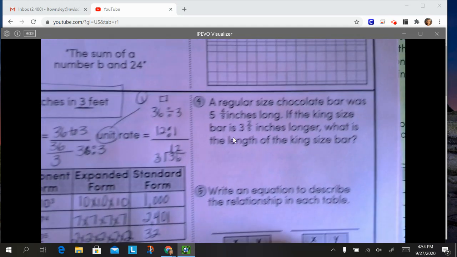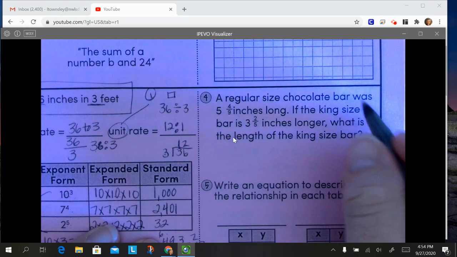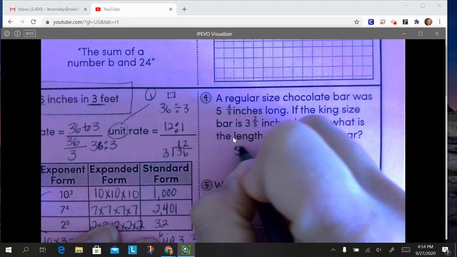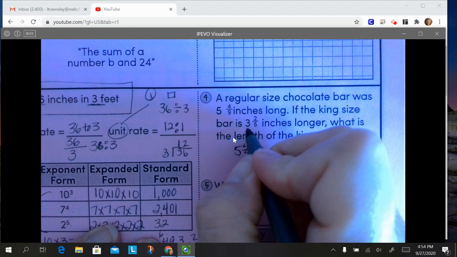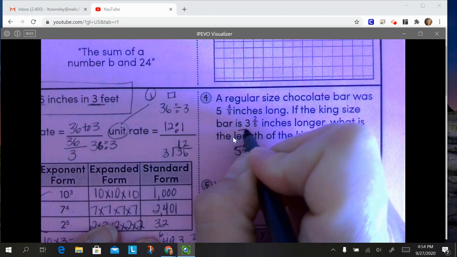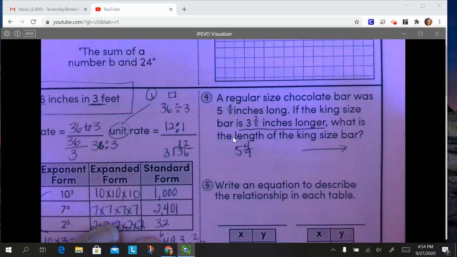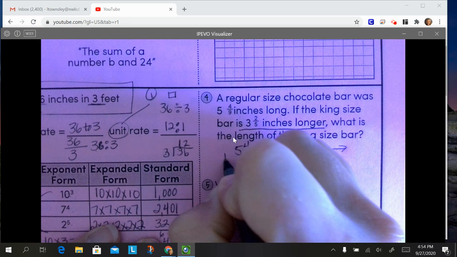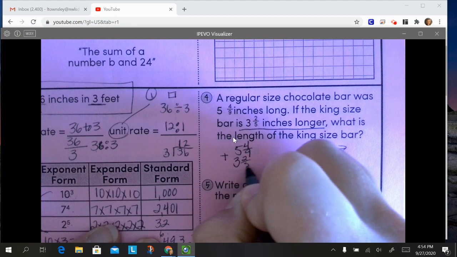All right. Number 4. A regular size chocolate bar was 5 4/9 inches long. If the king size bar is 3 2/5 inch longer, what is the length of the king size bar? Okay, so it looks like the regular size is 5 4/9, and this king size, which sounds delicious, is 3 2/5 inch longer. So if we're going longer, we're increasing it. We're adding to it. So you want to go ahead and add to it. It's 5 4/9 plus 3 2/5.